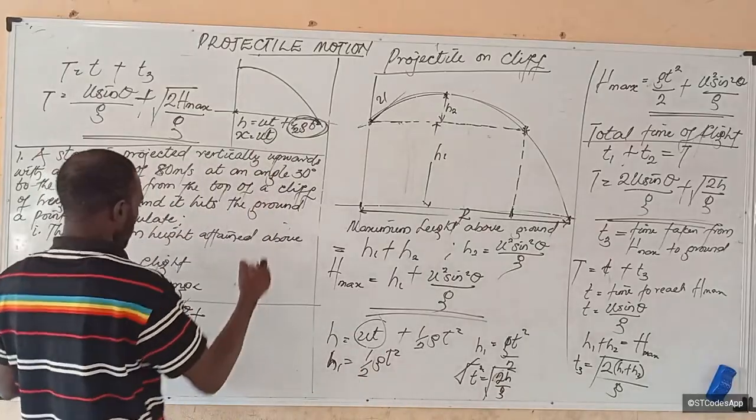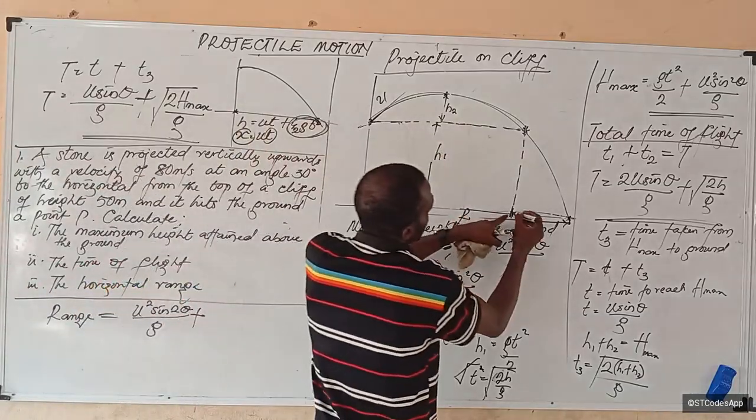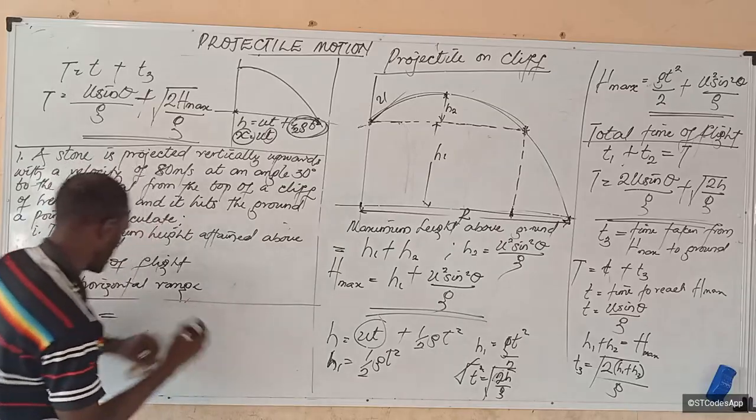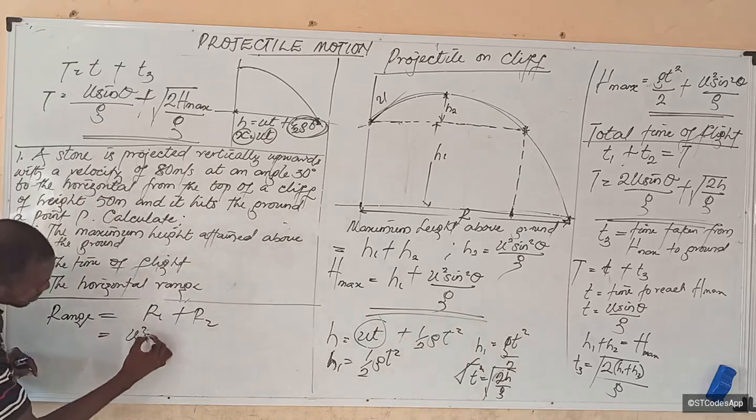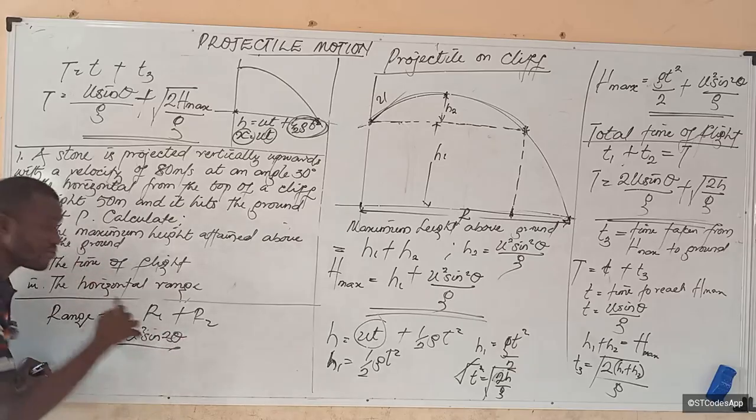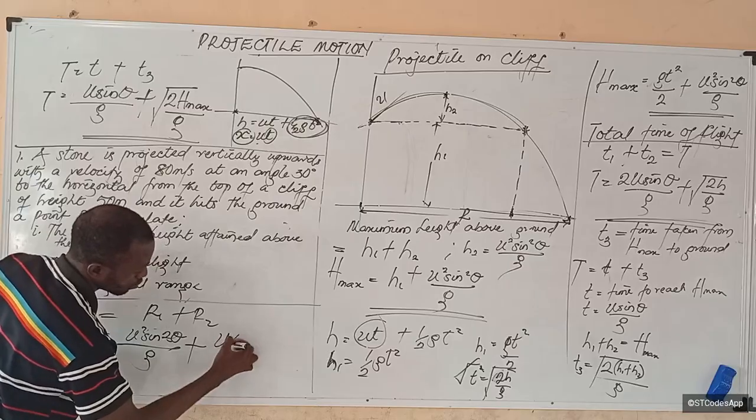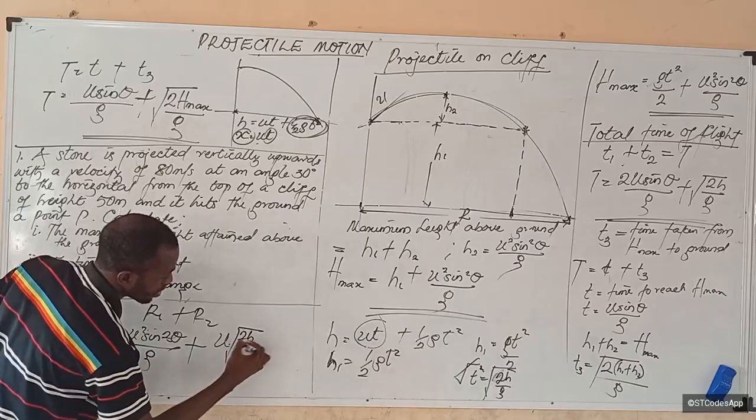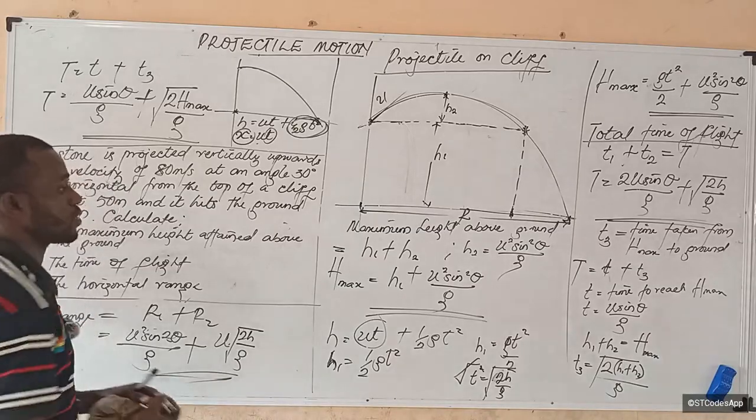So our formula for the range x, from here to here, becomes R1 plus R2. Because R1 is the normal formula for the projectile, u squared sine 2 theta over g, then plus this one now will be u times t. What is t? t is root 2h over g, so u times root 2h over g. So this is another formula. Is it clear now? That will be the formula we use for the range.